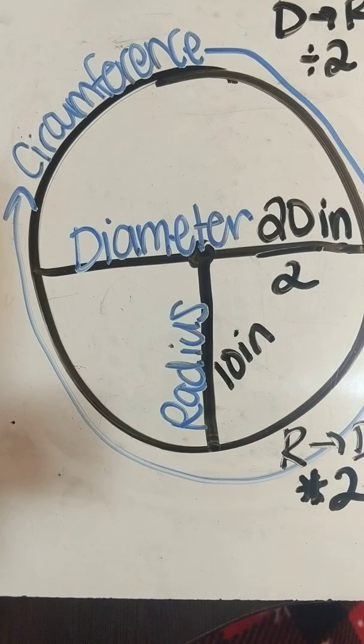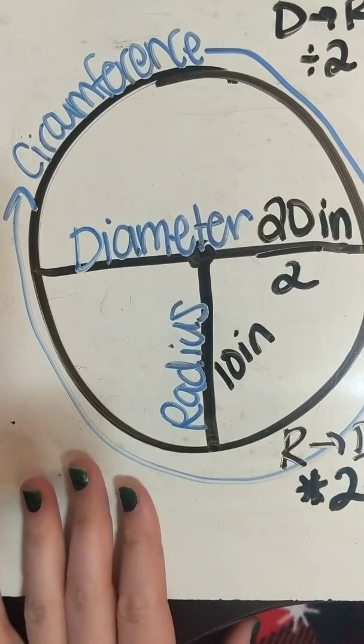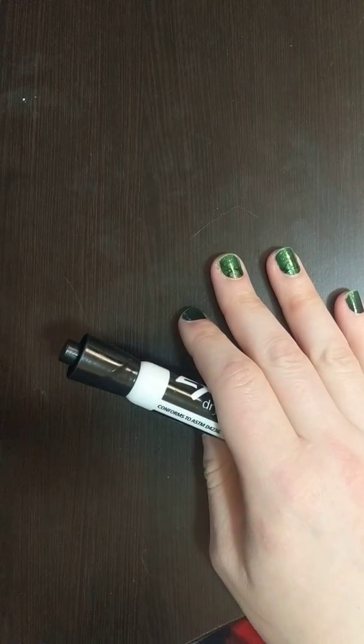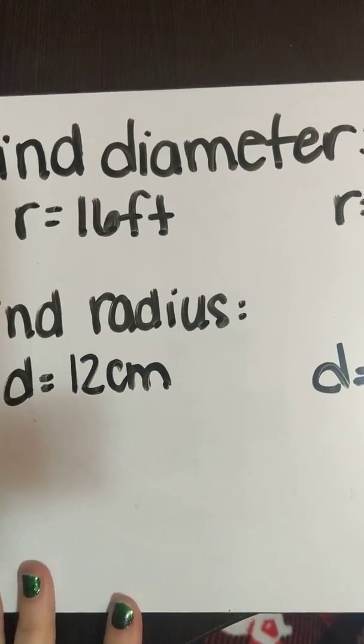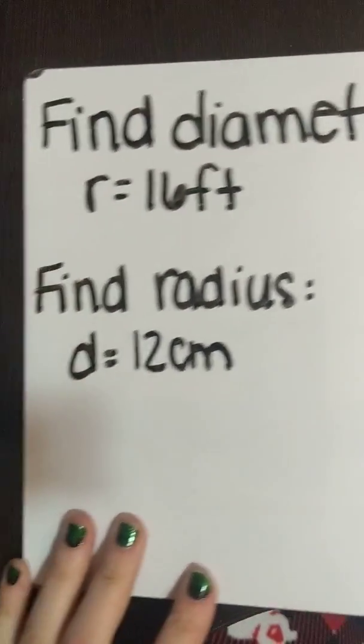So we're going to do some quick practice with diameter and radius before we move on to circumference. So I'm going to grab some practice problems. All of the problems that I'm using today are found from our notes. So if you're following along, they're right in there. So these 2 problems are on our notes.